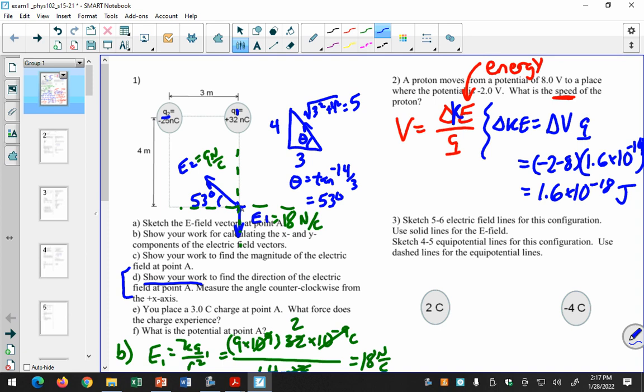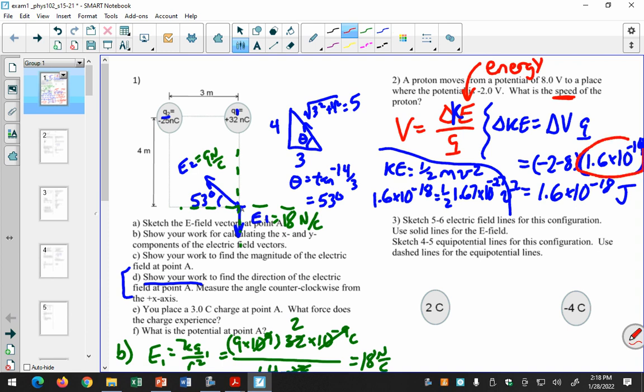And then if I want to know the speed of that proton, I would say, well, my kinetic energy is equal to 1/2 mv squared. And so that's going to be 1.6 times 10 to the minus 18 is equal to 1/2 times the mass of a proton, 1.67 times 10 to the minus 27, times v squared. I just point out here, this quantity, the fundamental unit of charge, which is the charge of a proton, that's on your equation sheet. This quantity, which is the mass of a proton, that's on your equation sheet.